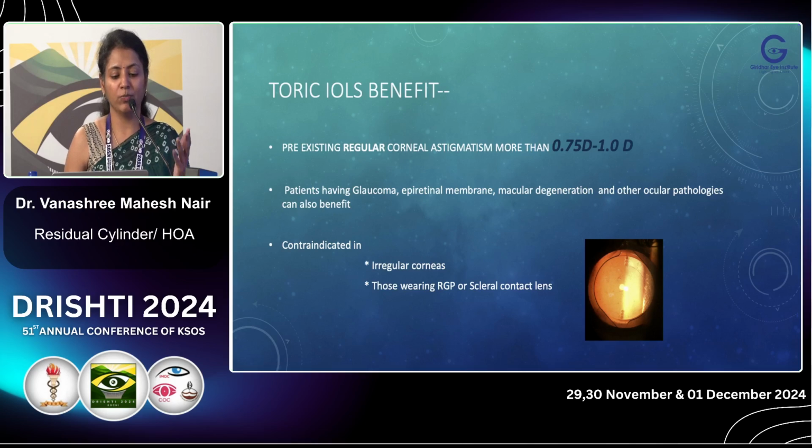And we know that in patients who have glaucoma, epiretinal membrane, macular degeneration or any other oculopathology, we can also implant these lenses. Multifocals are not advisable, but toric IOLs, yes, definitely we can go for them. The only place where we cannot use torics are irregular corneas and those who are wearing RGP or scleral contact lenses.